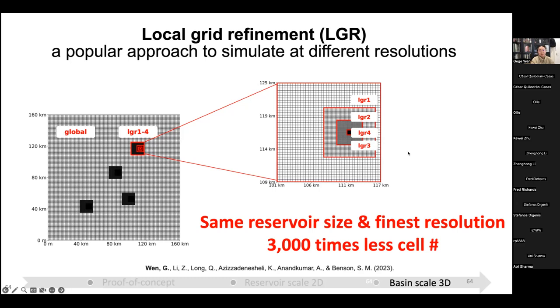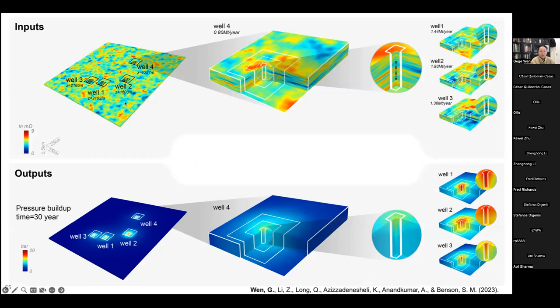Here is an example of a simulation using the local grid refinement approach. On the top, we have the permeability in the reservoir. Here we have four different injection wells. This is a dipping reservoir, so each injection well is injecting at a different depth. Near the well, we can see four levels of grid refinement, and in the innermost, we mark the well perforation using these black bars. You can see the different well perforation, injection rate, and permeability around each injection well. At the bottom, we have the pressure buildup response at 30 years in this four well case, and we also have this result in the locally refined grids.